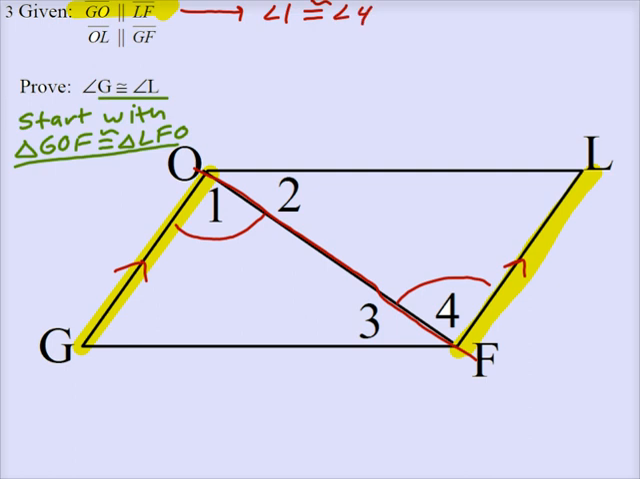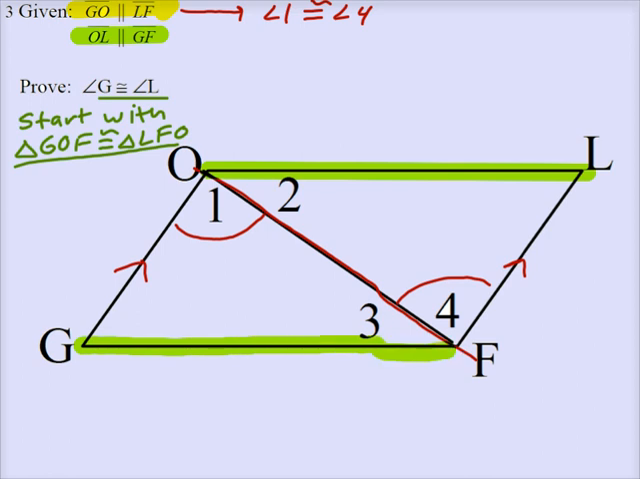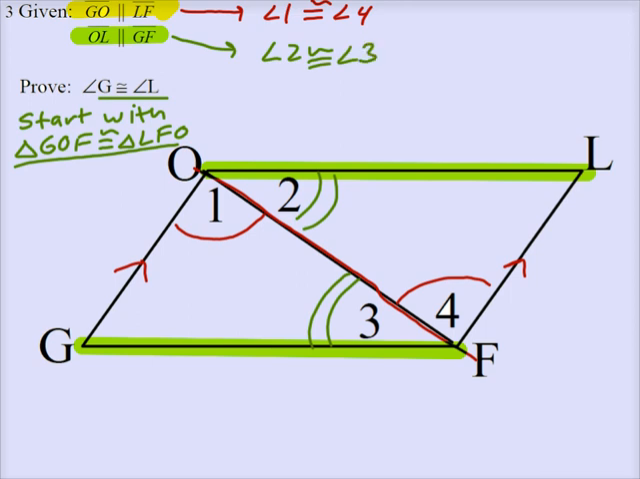Next piece of given information is that OL is parallel to GF. OL refers to this segment, GF refers to this segment, and they're still cut by that red transversal. However, the angles that are congruent because of that fact are different. Angle 2 is created by a green line. Angle 3 is created by a green line. And so that means that angles 2 and 3 are congruent because OL is parallel to GF.